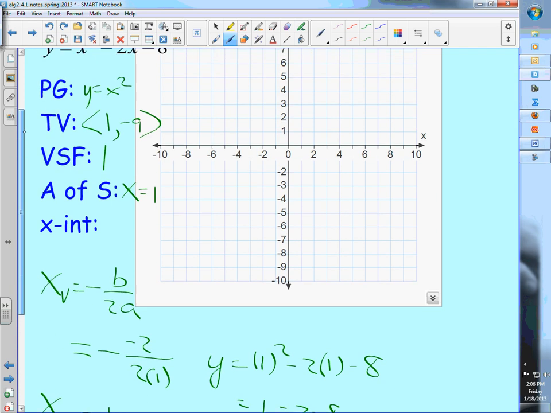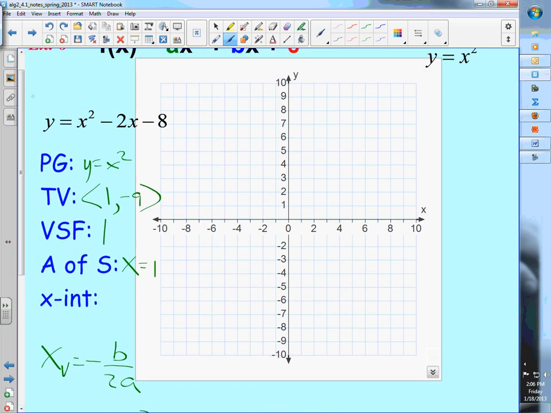So let's look at what the graph should look like. 1, negative 9 is way down here. From that point, what do you expect to see? Parent graph. Right 1, up 1, right 2, up 4, and right 3, up 9. Left 1, up 1, left 2, up 4, and left 3, up 9.